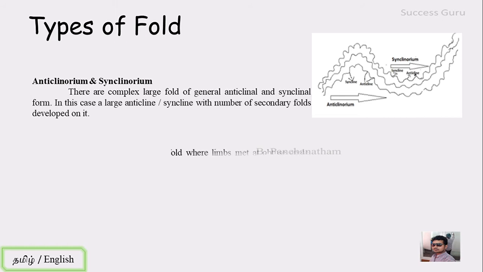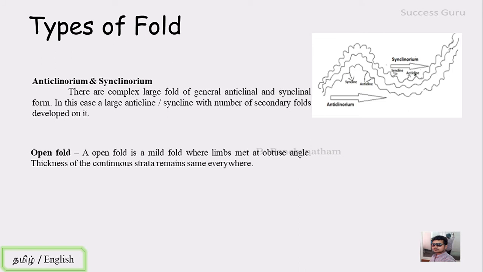Okay. And the next one is the open fold. The open fold is a mild fold where limbs meet at an obtuse angle and the thickness of the strata will continue or remain the same. So this is an open fold. So the interlimb angle is an obtuse angle. That is, this portion, if you measure, is an obtuse angle, and also the thickness of the rock formation remains the same. There is no thickening and thinning.